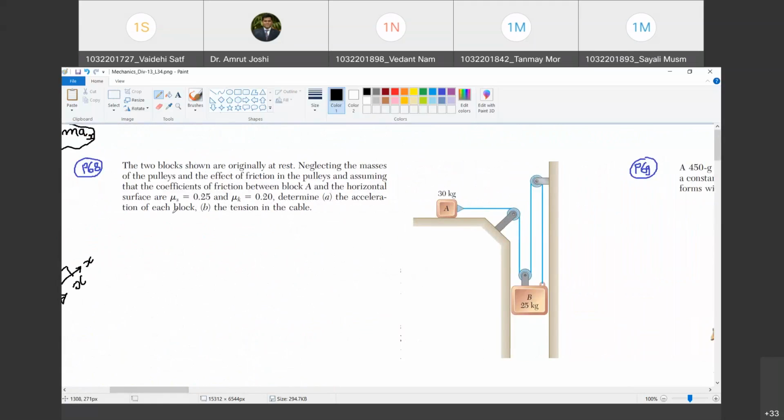The two blocks shown are originally at rest. Neglecting the masses of the pulleys and the effects of friction in the pulleys, and assuming that the coefficients of friction between block A and the horizontal surface are mu s equal to 0.25 and mu k equal to 0.2, determine A, the acceleration of each block, B, the tension in the cable. Yes, so we have been given this arrangement.